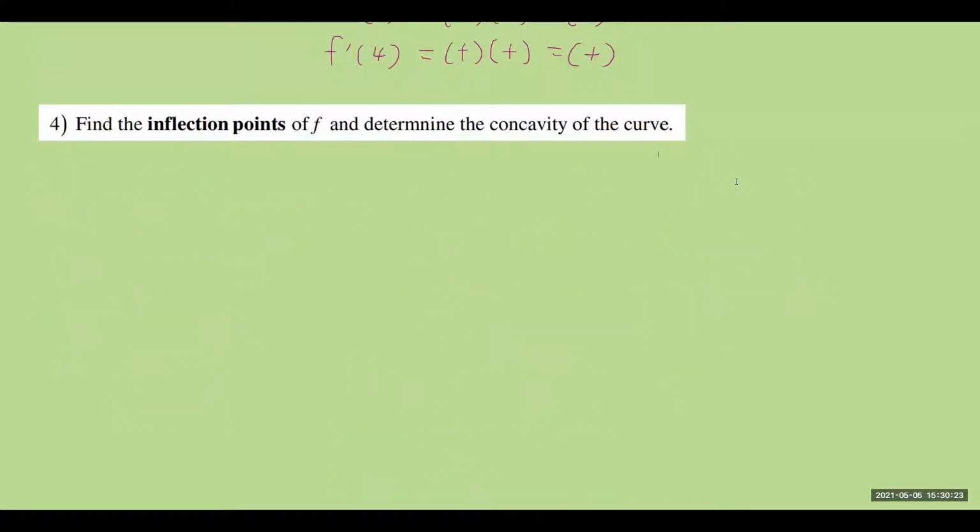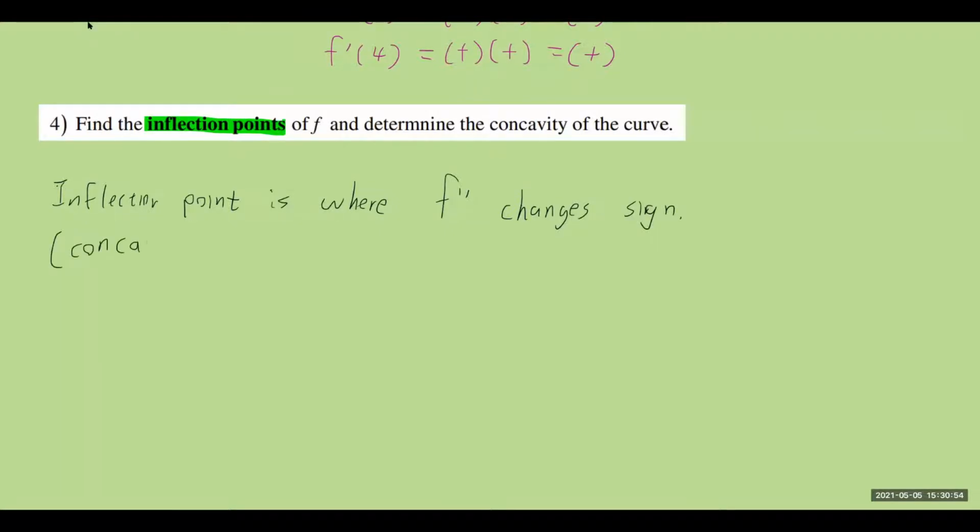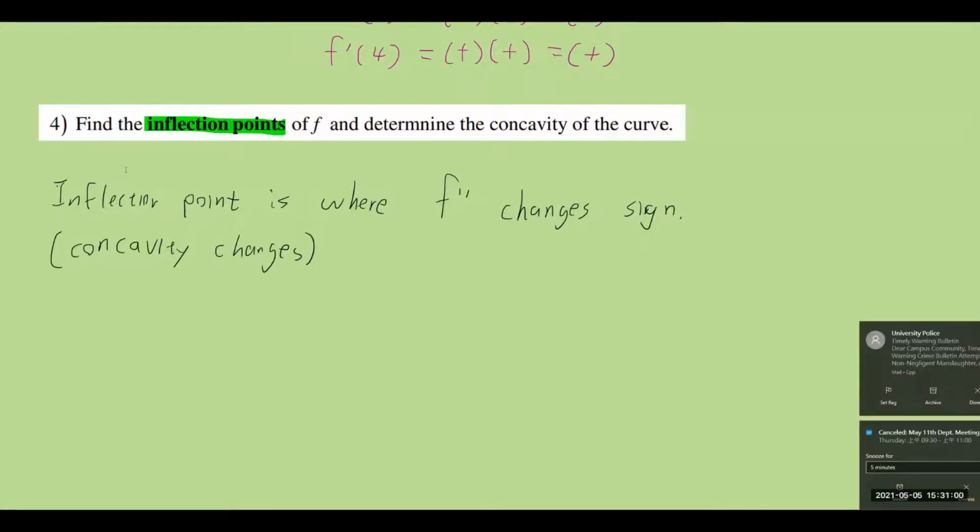All right, so for step 4, we want to find the inflection point. Now let's do a quick review on inflection point. Inflection point is where the concavity changes sign, right? Inflection point is where f double prime changes sign, right? Or inflection point is where concavity changes. Okay, so we're going to do the same thing as we were doing in step 3.